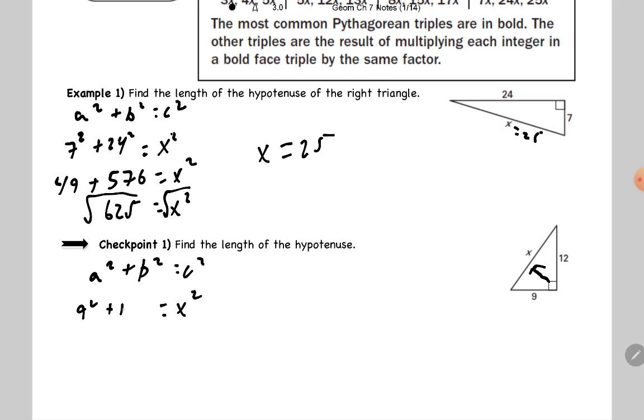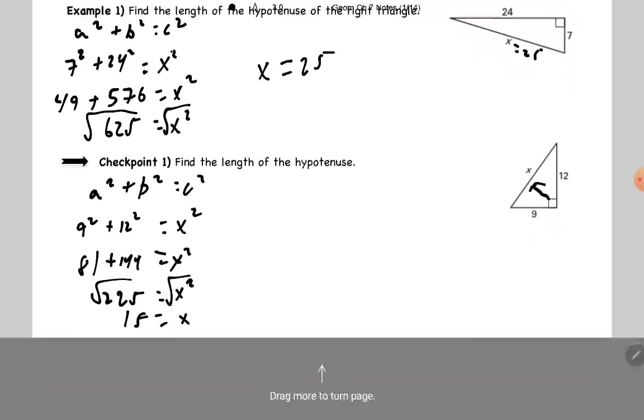9 squared plus 12 squared. So what you pick for a and b really doesn't matter. It all depends on what c is. So 81 plus 144 is x squared. Let's add these together first. 81 plus 144 is 225. Take the square root of both sides and get x equals 15. Alright, let's move on.